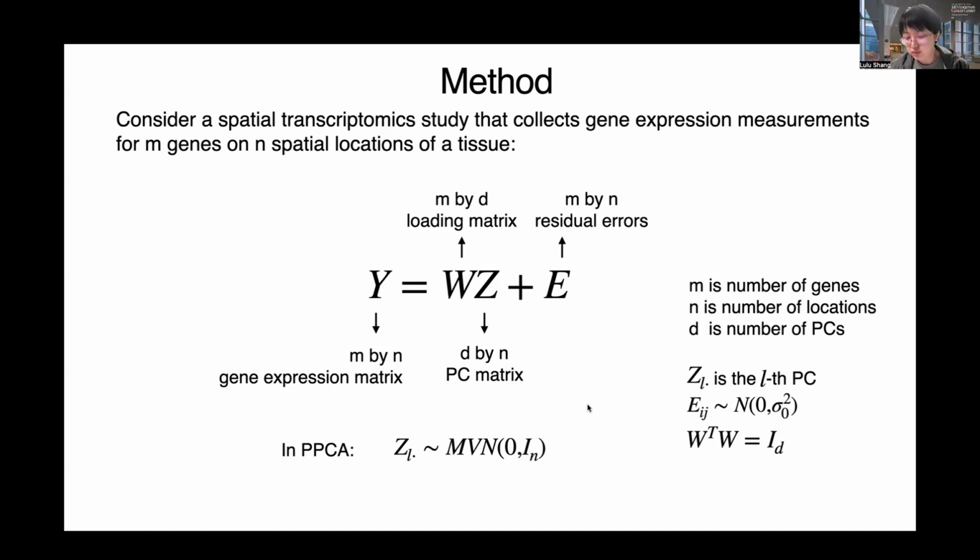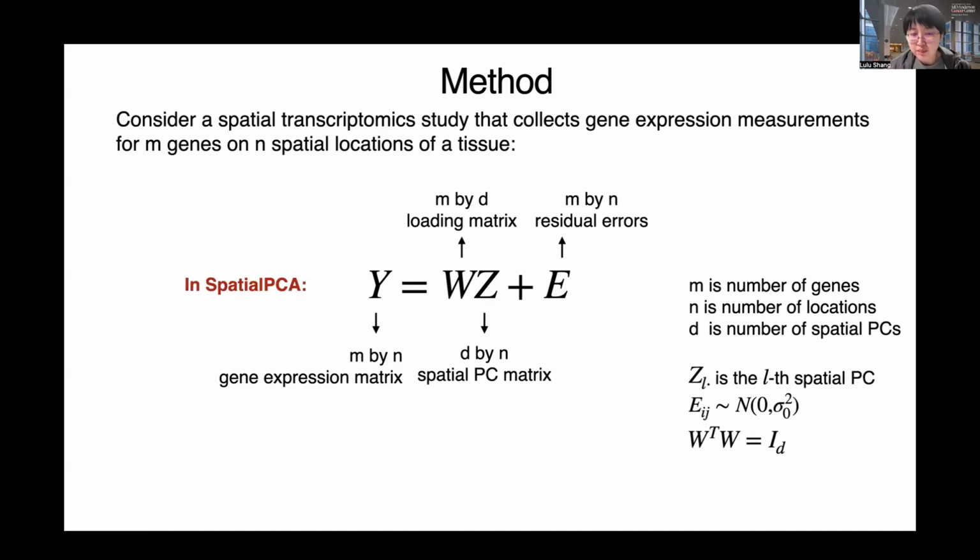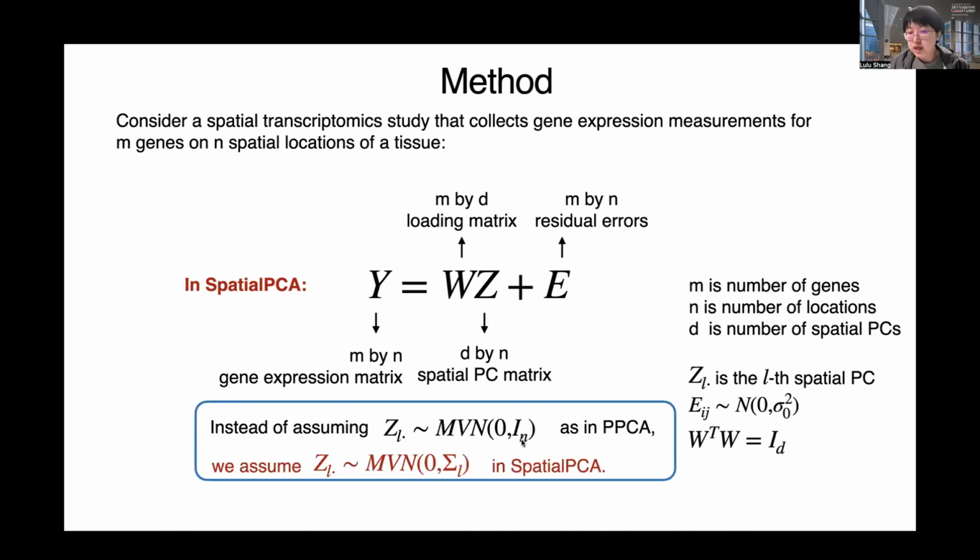So they do not assume there is any correlation or spatial dependency between the cells. But in spatial PCA, we want to embed the spatial information into the Z. So instead of assuming that the covariance matrix is a diagonal identity matrix, we assume that we have the spatial information embedded in the covariance for the Z, for the spatial PCs.